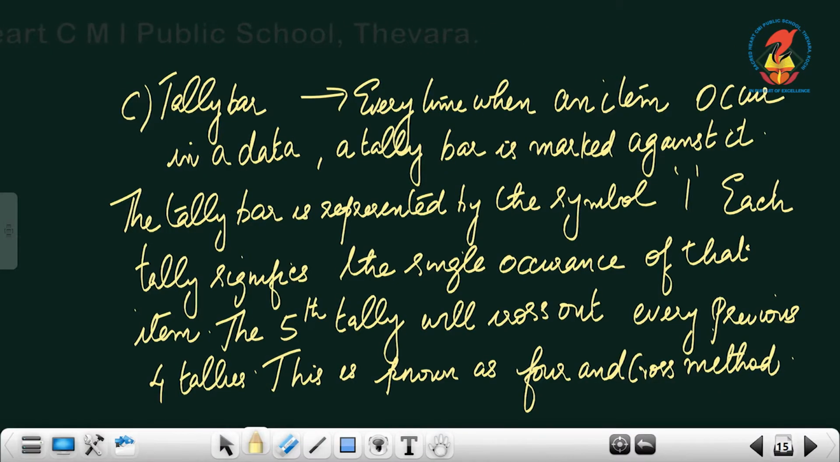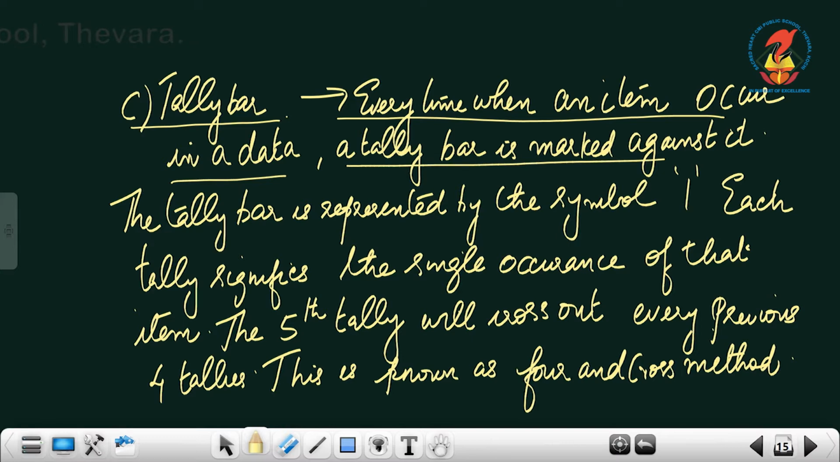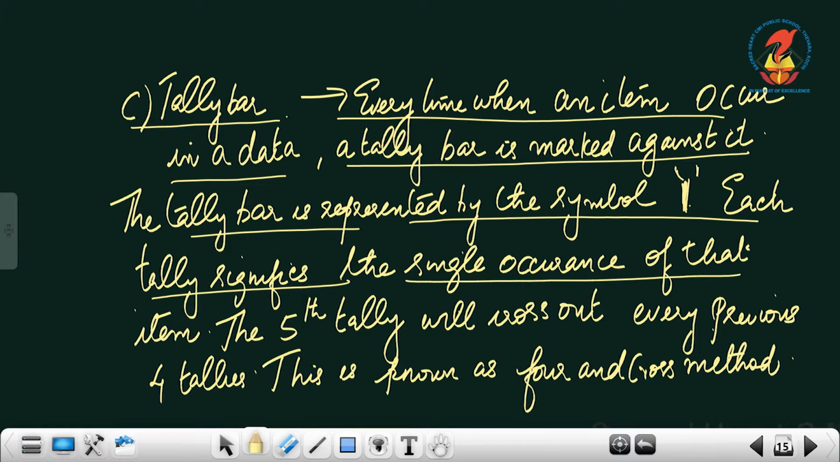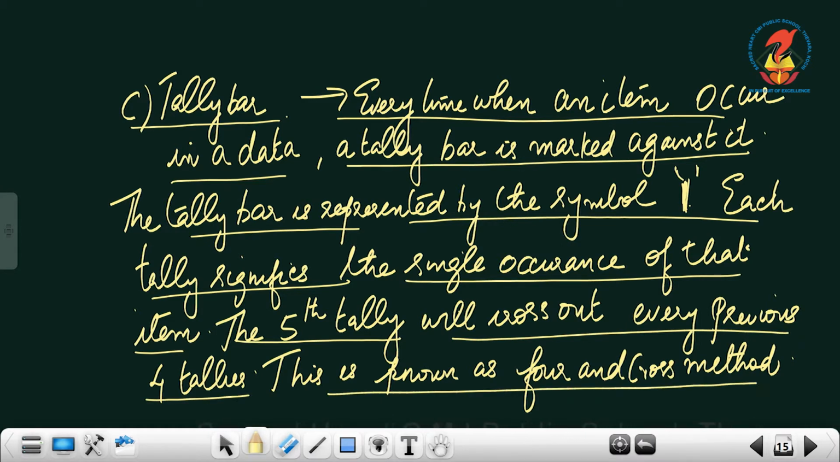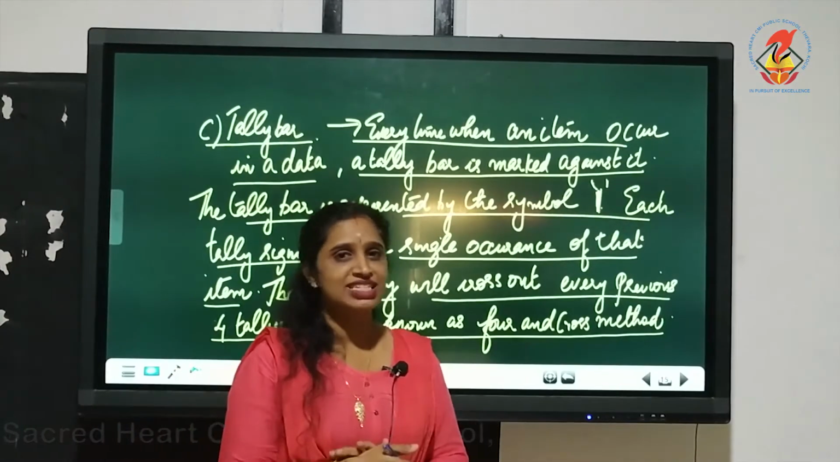Next one is the tally bar. Every time an item occurs in the data, a tally bar is marked against it. The tally bar is represented by this symbol. Each tally signifies a single occurrence of that item. The 5th tally will cross out the previous 4 tallies. This is known as the 4 and cross method. You know very well regarding the tally bar.